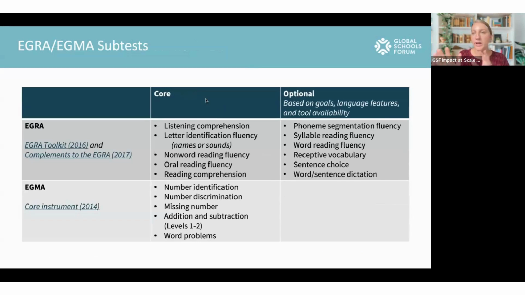There are core and optional subtests for EGRA. The core ones include listening comprehension, identifying letters, reading non-words, reading passages, as well as answering reading comprehension questions. But in addition to that, depending on features of different languages or the kind of data that you're looking for, there can be additional subtests that are added. EGMA is a lot more standardized. You tend to see the same subtests across most administrations. Three are related to number knowledge, so identifying, discriminating, and finding missing numbers, and then moving into operations and word problems.